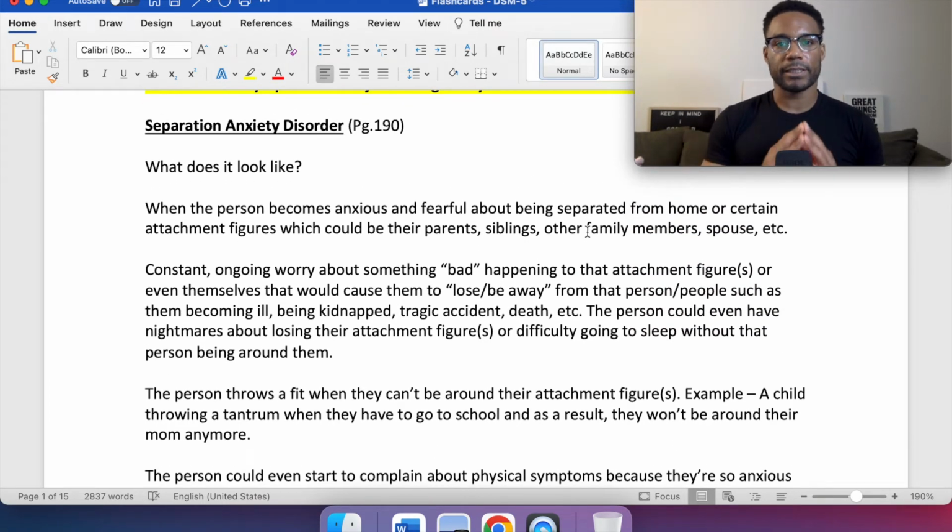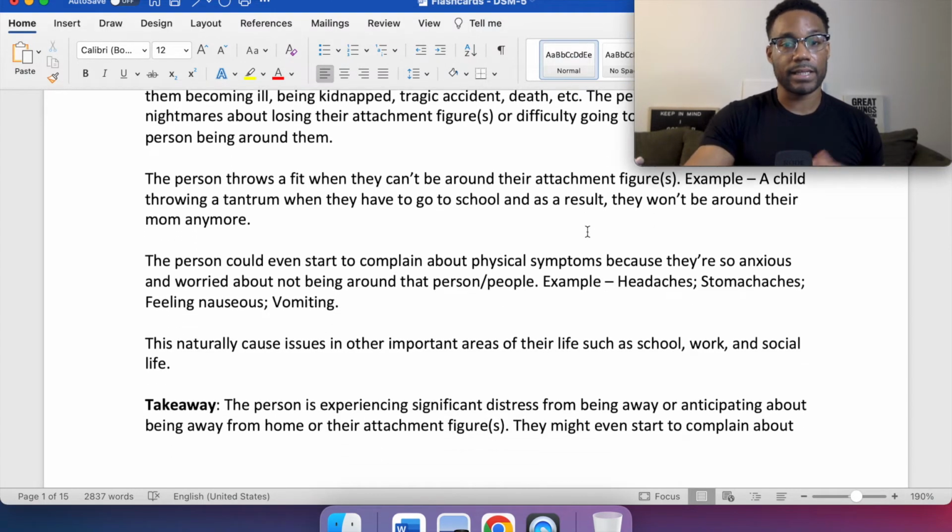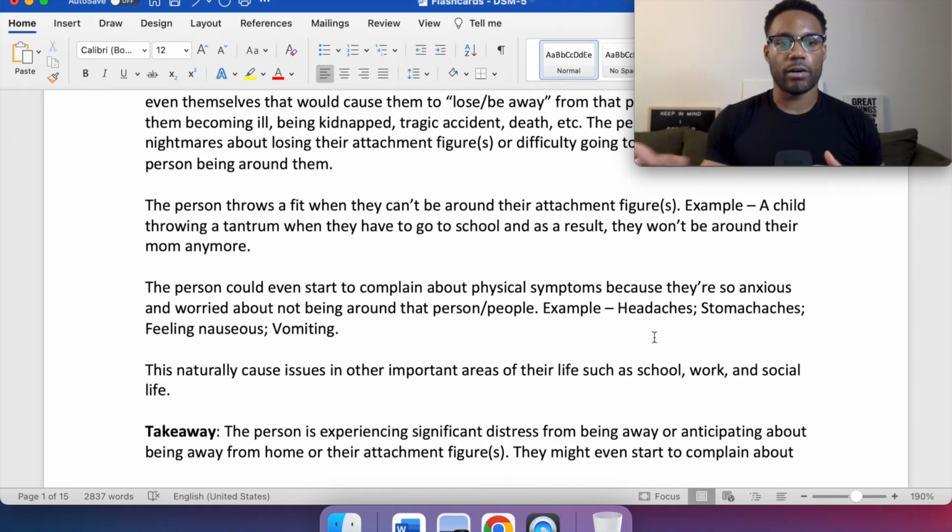So when we think about separation anxiety, we're thinking about someone that's hyper focused on not being around that person. They're thinking, oh wait, what if something happens to them? What if something happens to us that results in not being around them? Separation anxiety is focused on that element right there. And what does it look like? It could be a child throwing a tantrum when they go to school, and as a result, they won't be around their mom anymore.